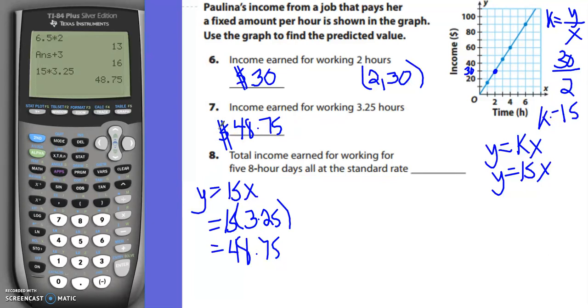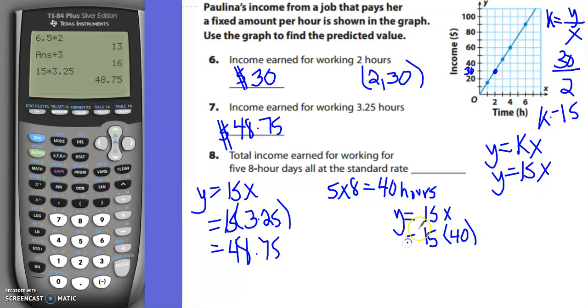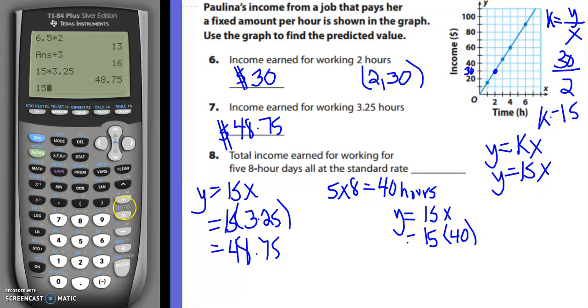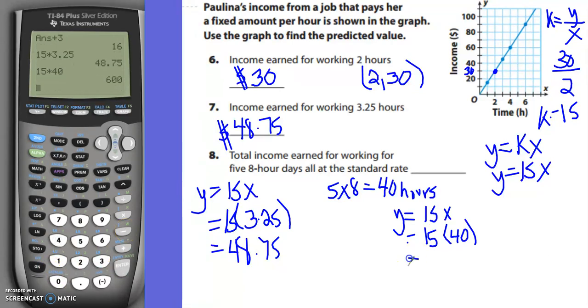Okay, now total income earned for working 5 8-hour days. Well, if you have 5 8-hour days, that's 40 hours. So we can say y equals 15x, with x meaning the number of hours we work. So 15 times 40, and we get $600.